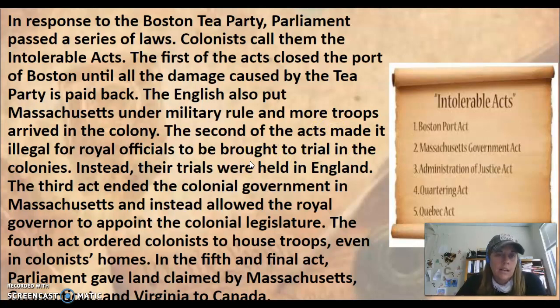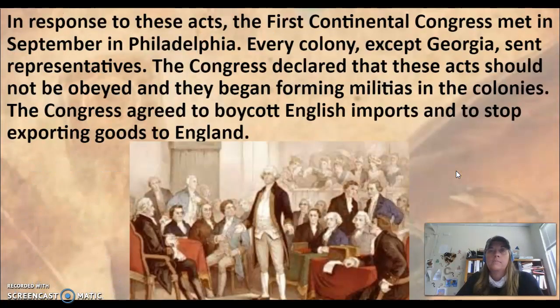The third act ended the colonial government in Massachusetts, and instead allowed the royal governor to appoint colonial legislators. The fourth act ordered colonists to house troops, even in colonists' homes. In the fifth and final act, Parliament gave land claimed by Massachusetts, Connecticut, and Virginia to Canada. So, over here you have a summary of the Intolerable Acts. You can understand why this is not going to go well.